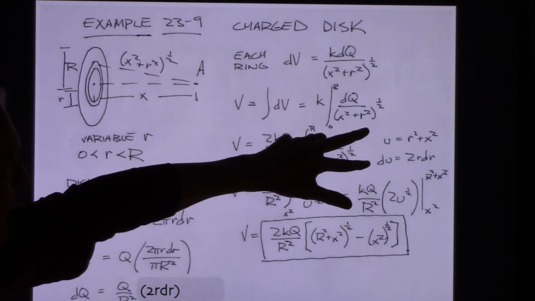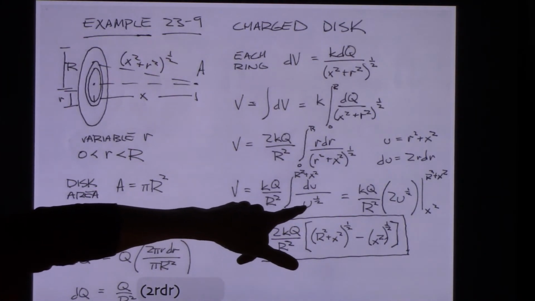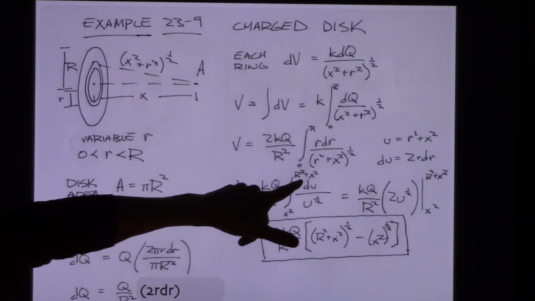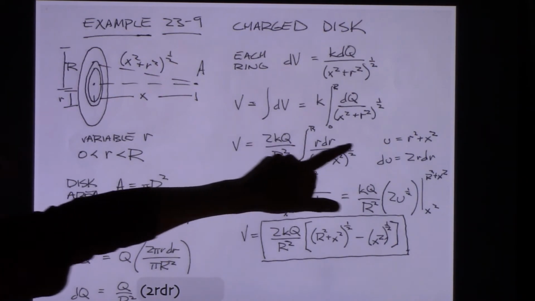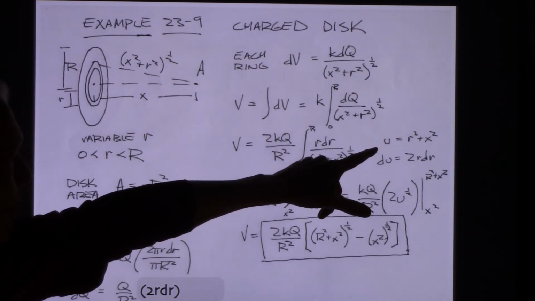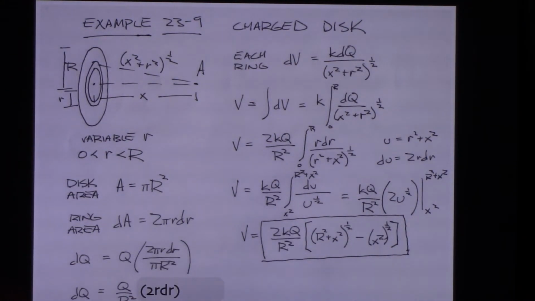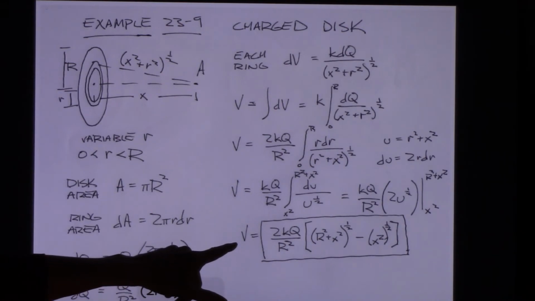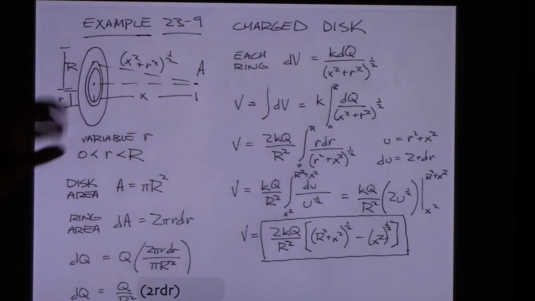I did a variable substitution with u and then du and was able to get the integration set up as du over u to the half. I changed the limits based on these formulas for u, and then I carried out the integration, and that's what I got, and it looks awful. I wish it would have been a simpler formula, but it's not. Anyway, this is the electric potential measured along the axis of a circular disk of charge.